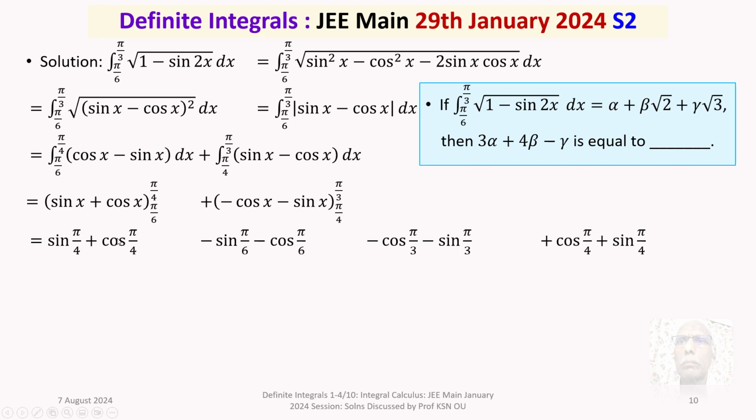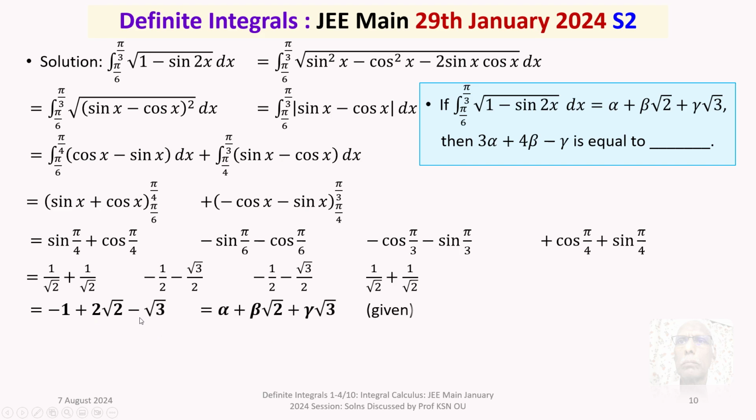And you know sin pi by 4 and cos pi by 4 are 1 by root 2, sin pi by 6 is 1 by 2, cos pi by 6 is root 3 by 2. Those values you go on to substitute. Now minus 1 by 2 minus 1 by 2 is minus 1. This is 2 by root 2, this is 2 by root 2, the total is 4 by root 2, that is 2 root 2. This is minus root 3 by 2, minus root 3 by 2 is minus root 3. Therefore minus 1 plus 2 root 2 minus root 3.